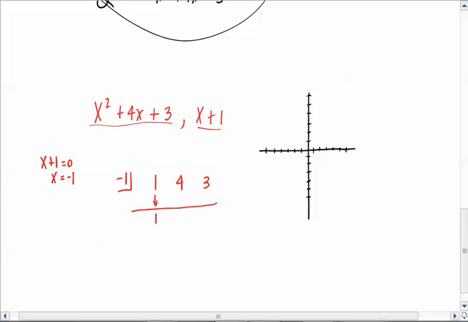Here we go. Put that in there. We've got -1. That's going to be a 3. We've got -3.